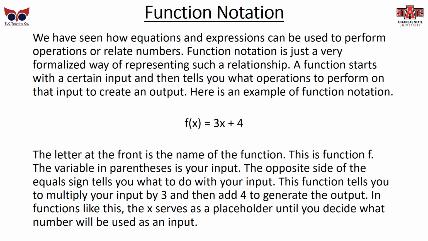Now, we've seen how equations and expressions are used to operate on numbers. Function notation is just a formalized way to show that relationship. A function starts with a certain input and tells you what to do to get the output. So here is a simple function: f of x equals 3x plus 4. The letter f is the name of the function. The variable in parentheses is the input, and the other side tells you what the machine is going to do. It says you should multiply your input by 3 and then add 4 to generate the output. In functions like these, the x serves as a placeholder until you decide what you actually want to use as an input.